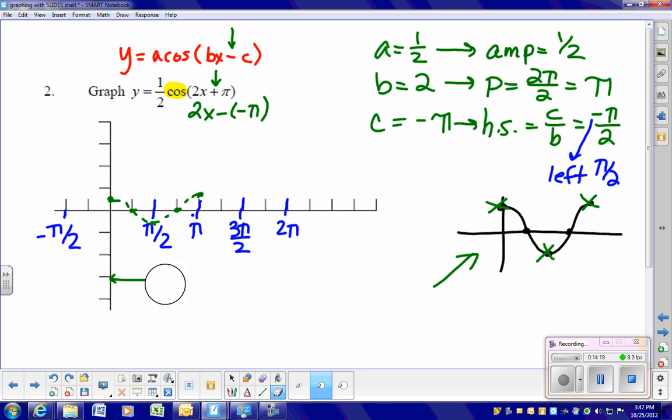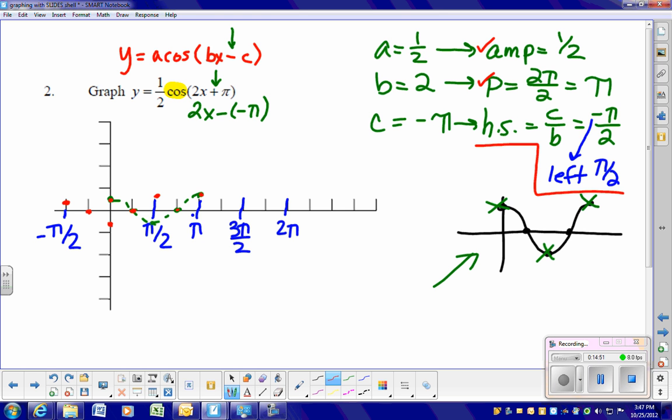Now, the reason I drew it light was because although this graph took care of the amplitude and the period, both of those are in my picture, I did not slide my graph pi over 2 to the left yet. Now I will do that. I will take each of these key points. So this point slides over to here. This point slides over to here. This point slides to here. This 4th point is going to slide to here. And this point is going to slide over to here.